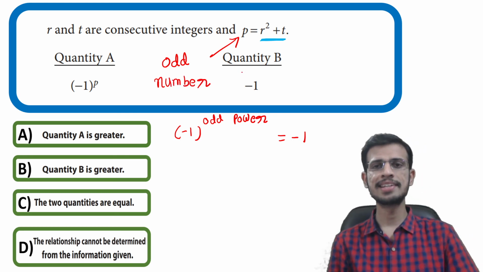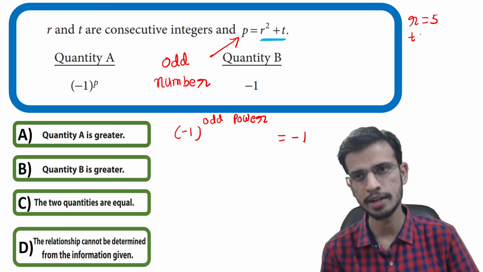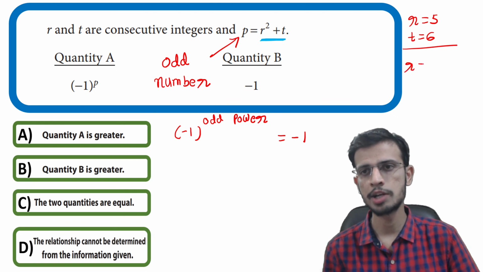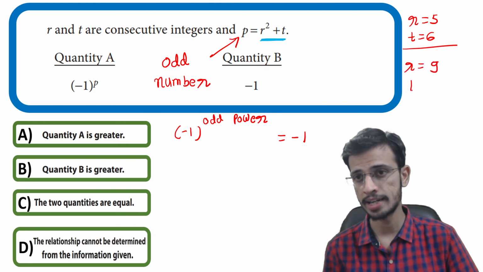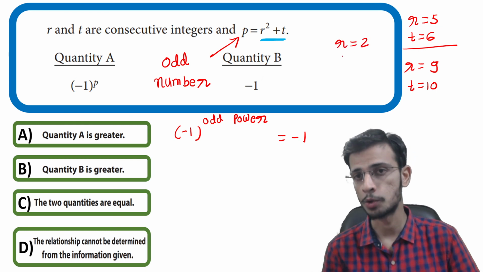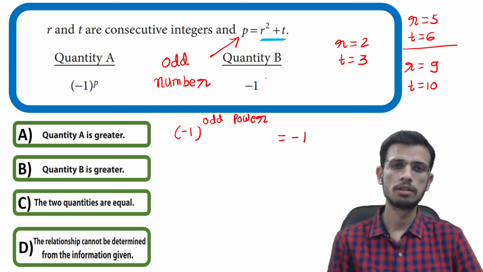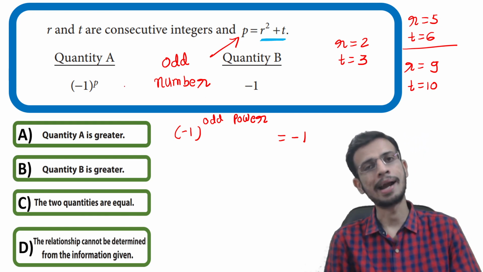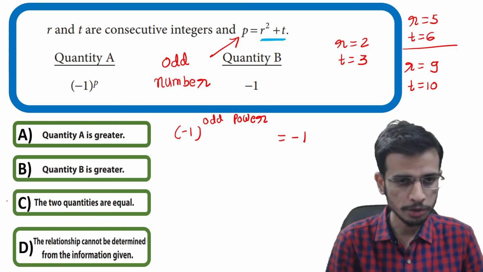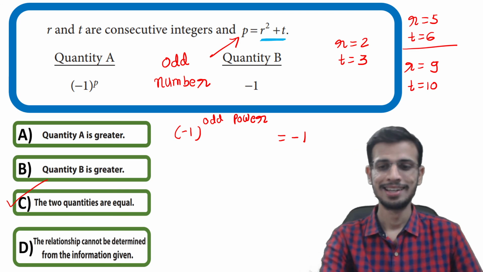You can take examples as well. You can take R equal to 5, then T will become 6. You can take R equal to 9, T equal to 10. You can take R equal to 2, then T equal to 3. P will be an odd number, and minus 1 raised to odd will become minus 1. So for this question, the correct answer will be option C. Both the quantities are equal. Both are equal to minus 1.